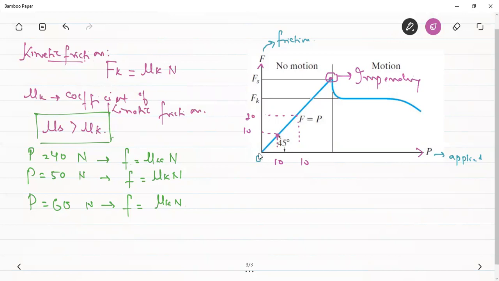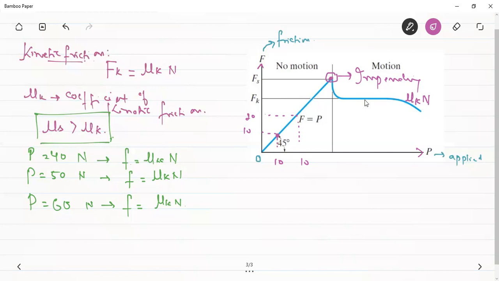So from point O to this point the friction force was self-adjusting. It was dependent upon the applied force, and once it reached the limiting condition, the friction force was equal to the limiting value of the friction, that is mu s N. After this it is equal to mu k N. Now see here, this remains constant because this friction force now is equal to mu k N, the kinetic friction.